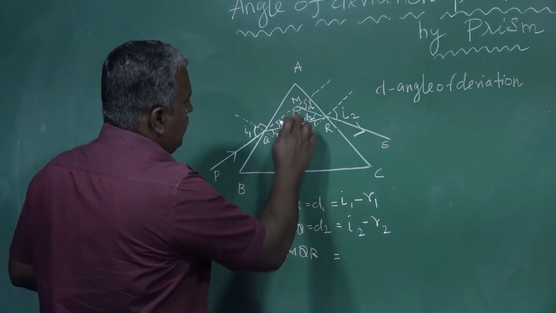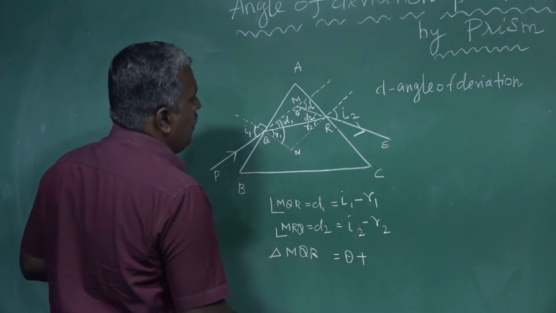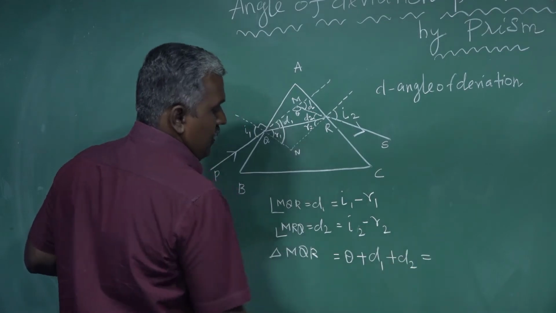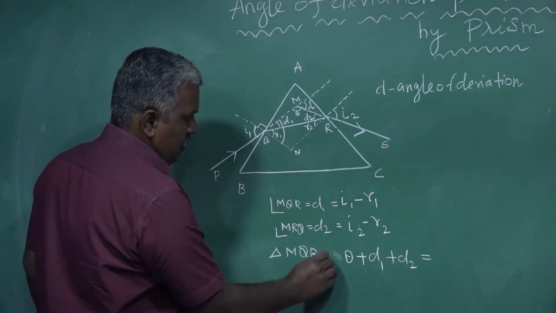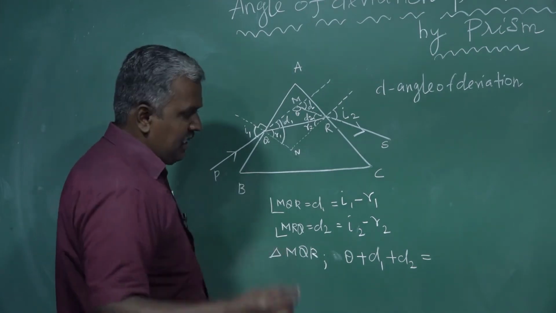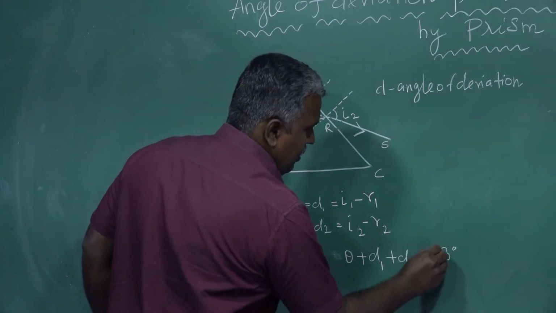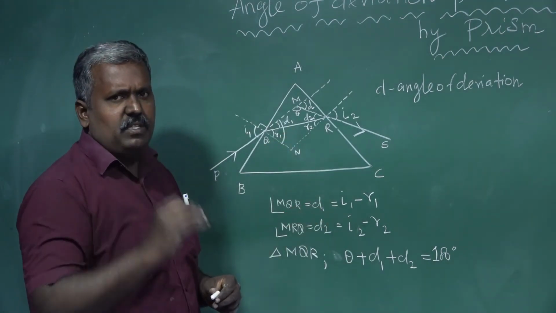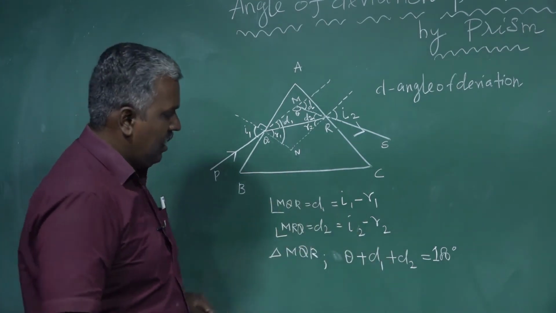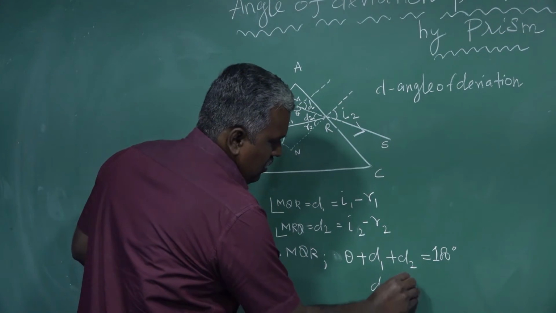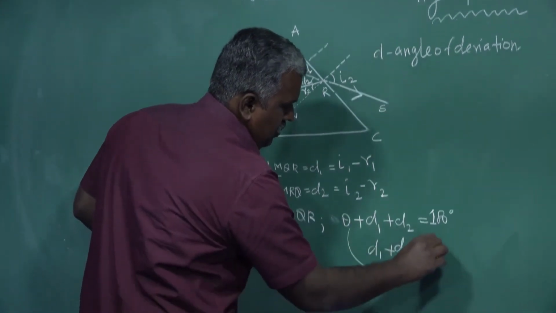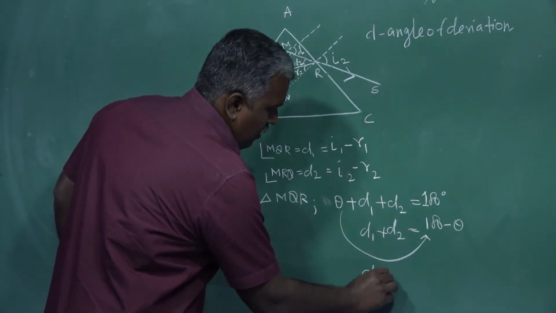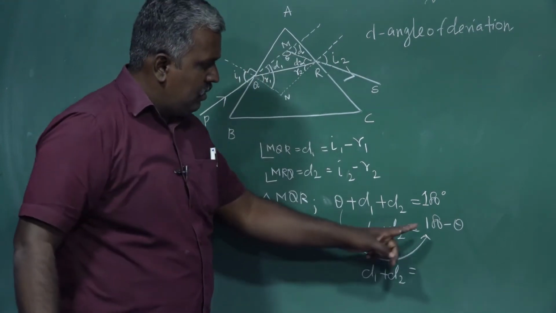In triangle MQR, theta plus D1 plus D2 is equal to 180 degree, because the sum of the three angles of a triangle is 180 degree. Now D1 plus D2 is equal to 180 minus theta. So D1 plus D2 is equal to 180 minus theta.